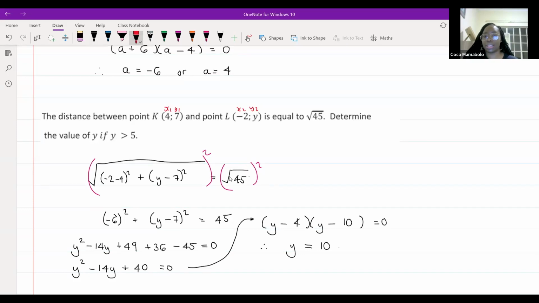Okay, we will not accept this answer. If you give both answers, you're not going to be able to get the mark because it says here, determine the value of y if y is larger than 5. So if you give them 2 answers, you better cross one of them out. You need to cross the y is equal to positive 4 answer out because it's not allowed. Yes, you're allowed to do that, Abu. Make sure that you've crossed it out.